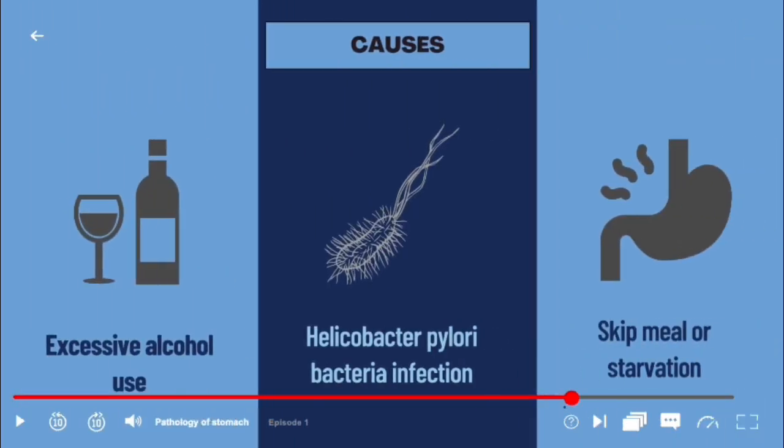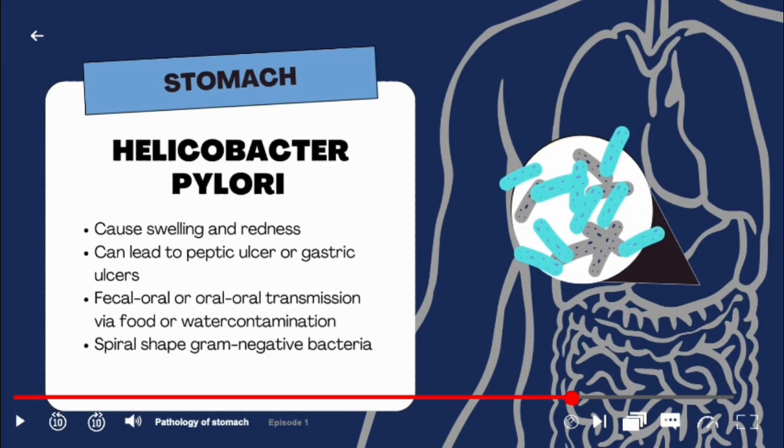The first will be intake of excessive alcohol, Helicobacter pylori infection, skipping meals or starvation, and also intake of spicy food. But today we're going to focus on how Helicobacter pylori bacteria infects the stomach. So what is actually Helicobacter pylori? Helicobacter pylori is a bacteria which can cause swelling and redness, and can lead to peptic ulcers or gastric ulcers.